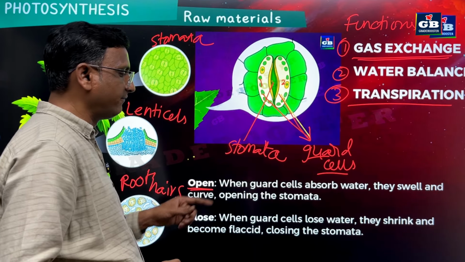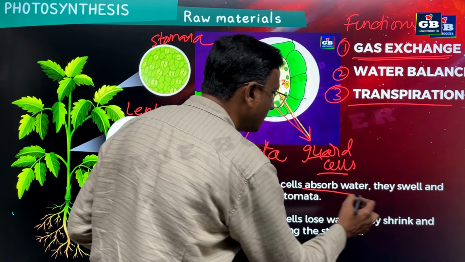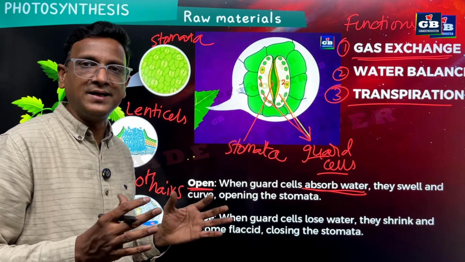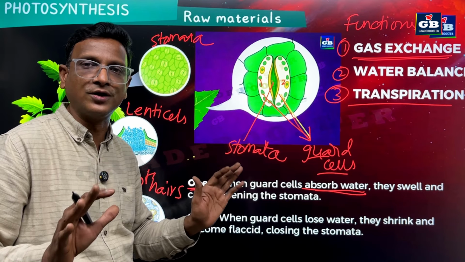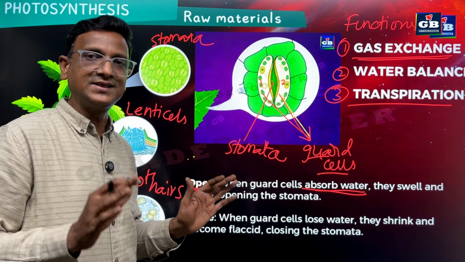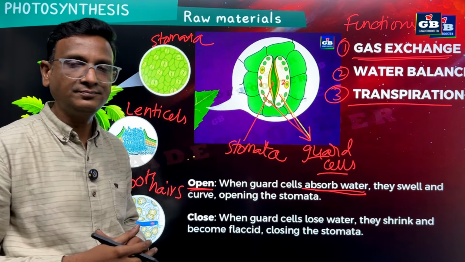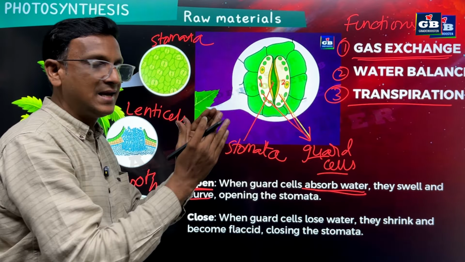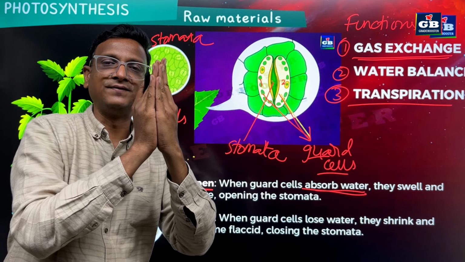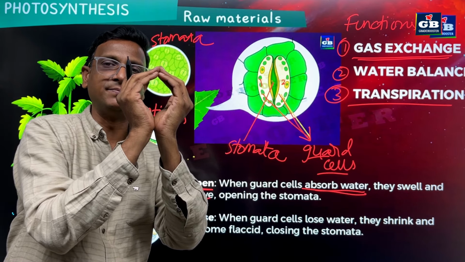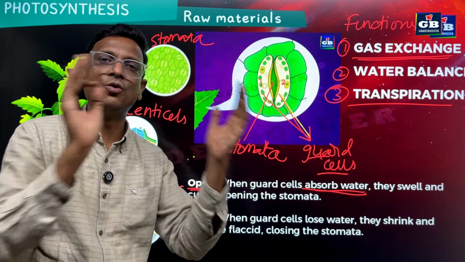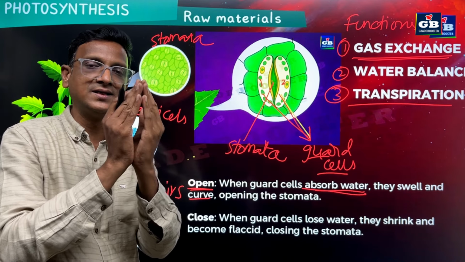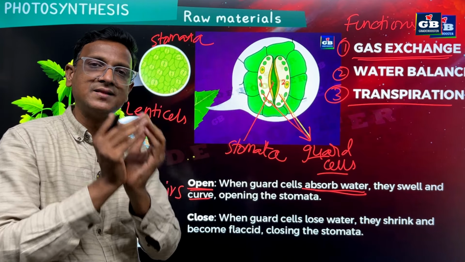Opening. When guard cells absorb water, that means when the plant has sufficient, plenty of water, this water enters the guard cells. When the water enters, they swell and take the curve shape. Earlier they were flaccid. Then the stomata, the center opening, opens. So when there is more water, the guard cells swell and take the curve shape. Then the stomata opens.